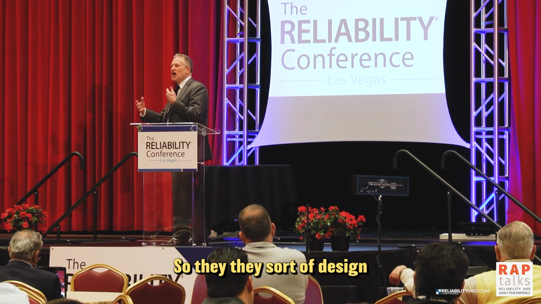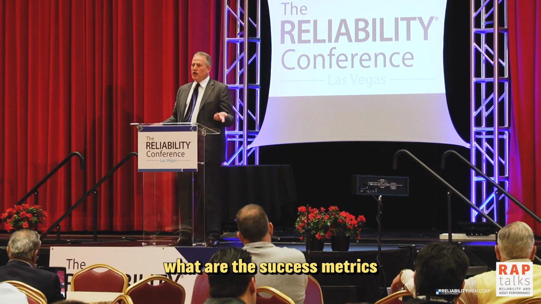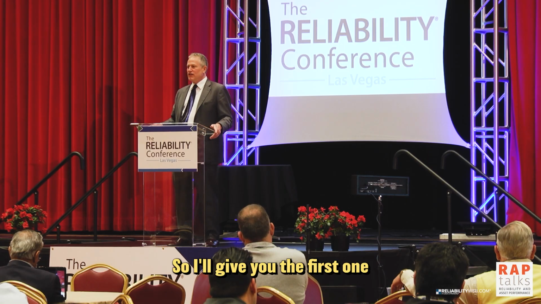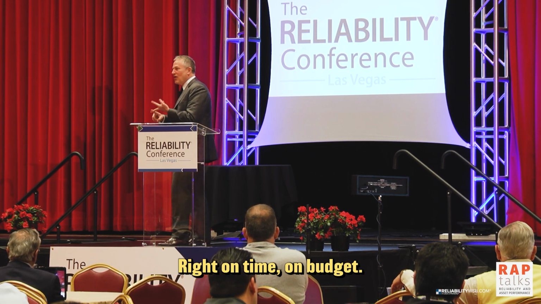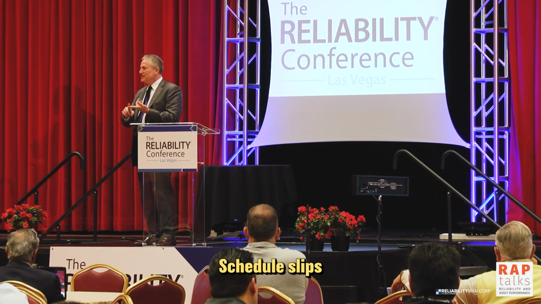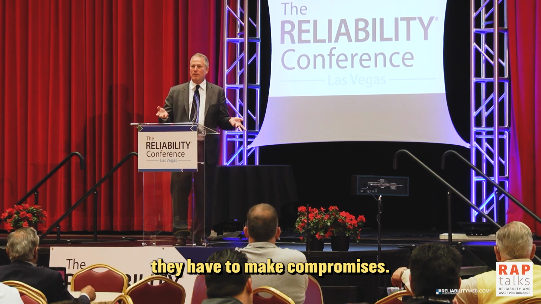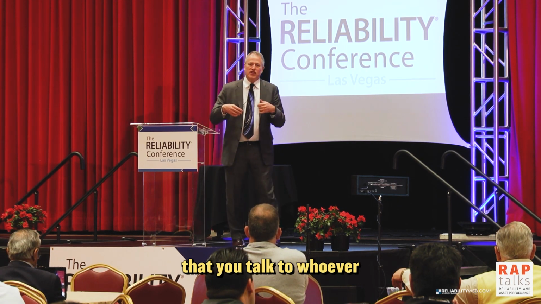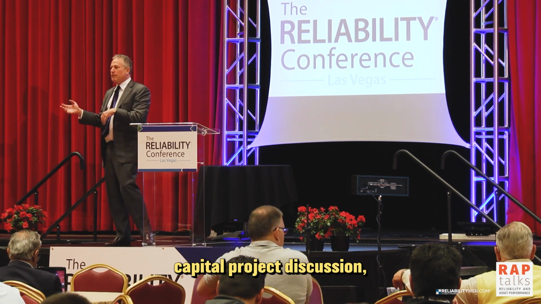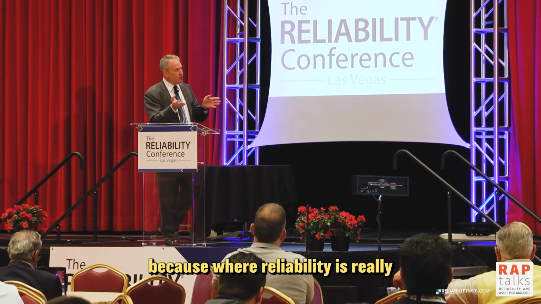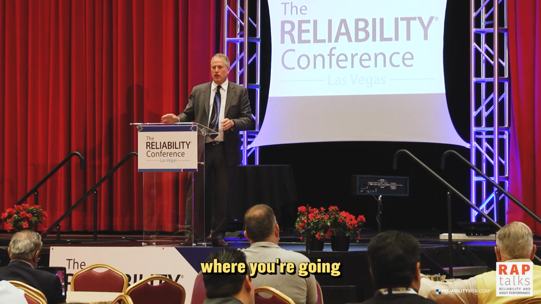So they sort of design with reliability in mind, but maybe we could ask the whole group, what are the success metrics of a capital project? I'll give you the first one: on time and on budget, right? On time, on budget. And what happens in every capital project? Schedule slips and cost slips. And then what they do is they have to make compromises. So it's very important that you talk to whoever you need to talk to at your organization to be part of that capital project discussion, because where reliability is really made is early in business needs analysis, asset planning, design, and creation. That's where you're going to have the most impact.